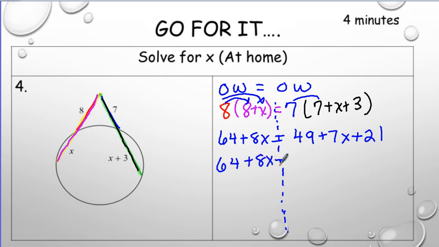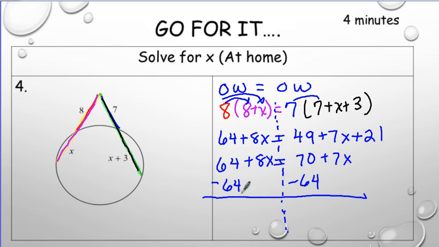with solving equations. Now on the right side, I'm going to go ahead and combine my like terms. So 49 plus 21 is going to be 70 plus 7x. And now I'm going to get my variables on the left and my constants on the right. So I'm going to subtract 64. And then if I cross over this line, I have to change that sign. So this was plus, so that becomes negative. So when it goes to the other side, 70 minus 64 is 6 plus 7x.